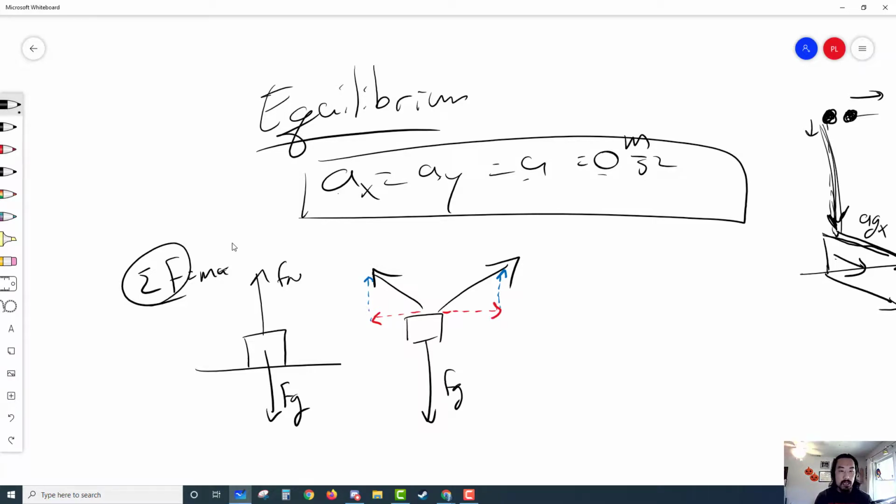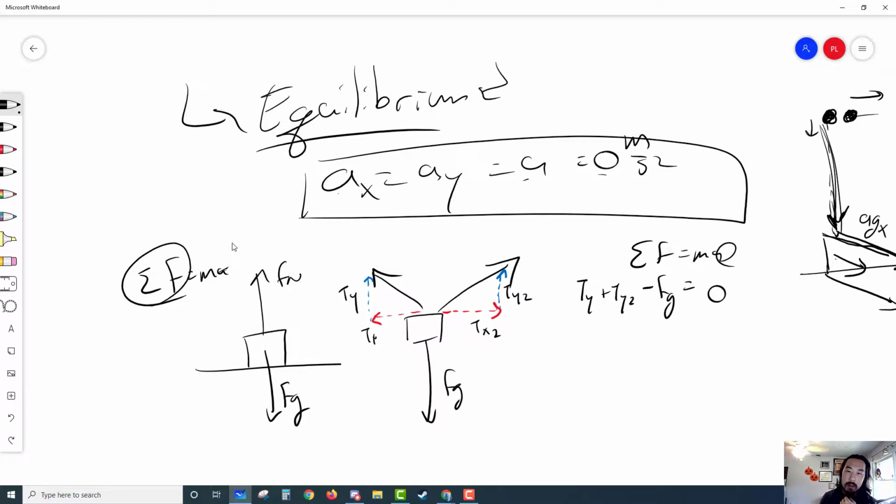Let's say this is my ty and this is my ty2, this is my tx and this is my tx2. If I add ty plus ty2 minus F of g, that net force adds up to 0 because we are in equilibrium. This is a key buzzword. If you see this, it should be red lights, warning signs: think your acceleration is 0. Here's something cool. If we take a look at this equation and I were to ask you, is this rope fully supporting the weight? The answer is no, the rope itself is not fully supporting the weight.